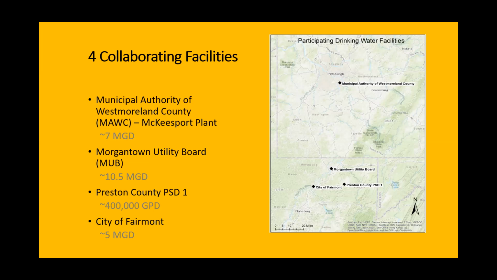While they're all located in the Monongahela River Basin and they all utilize surface water, each of them is a bit different. So for the Westmoreland County McKeesport plant, that gets its water from the Yakagani River. Mub draws from the Monongahela River, Preston from a reservoir on Deckers Creek, and Fairmont gets its water from the Tigard Valley River.